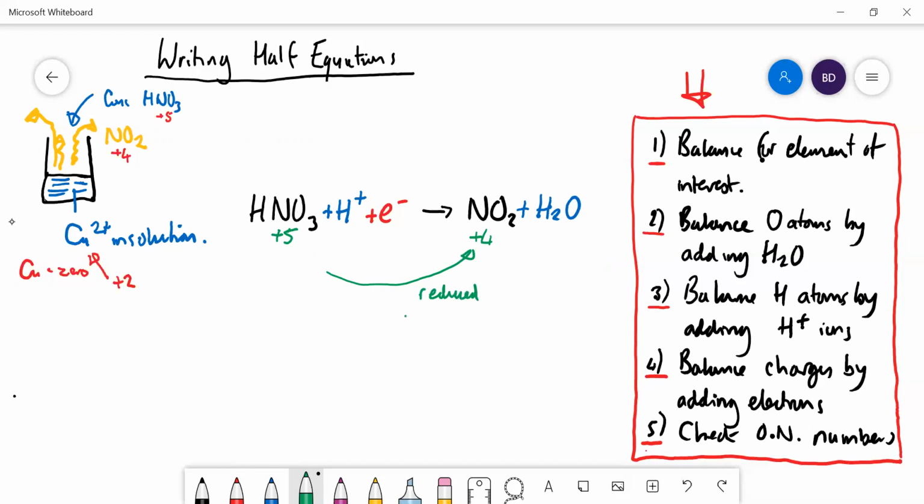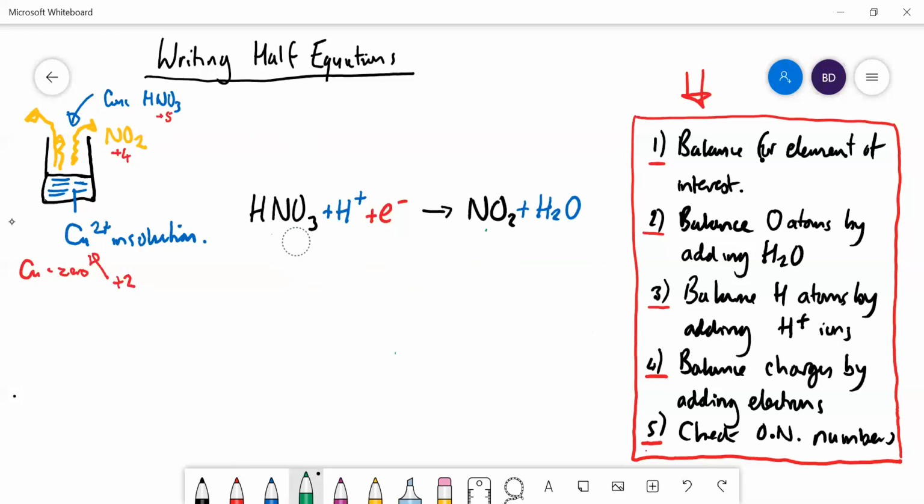So what should it be doing with electrons? It should be gaining electrons. And how many electrons? Well, because it's gone from +5 to +4, that's 1 electron, and we have got 1 electron there. So number 5, the whole thing works. So that equation is spot on. Okay, so we've written our half equation successfully for that half.